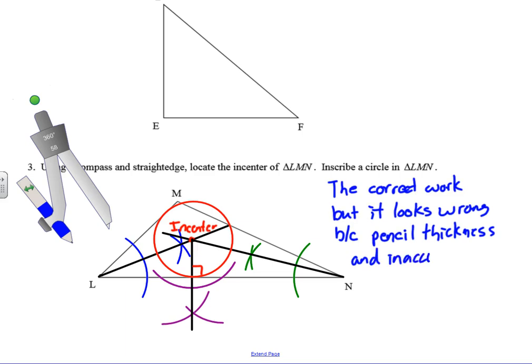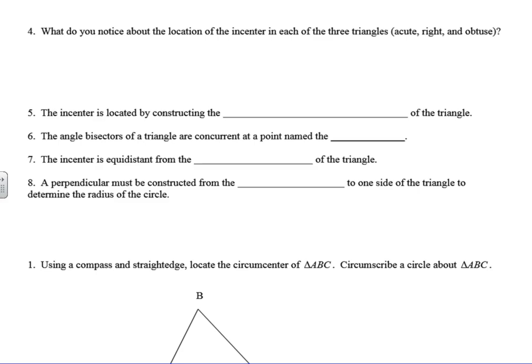So I leave it there. Ideally we don't want it to be there, but I just want to show you that sometimes we can kind of trust the work. If this were mine, I would go back and make sure that I'm not using really thick lead and I'm really paying attention to those details. But I'm just going to leave it there right now because I want you to understand that you can have the right work and it can look like it's wrong, and that's because of this element of error that we have in there. Okay.